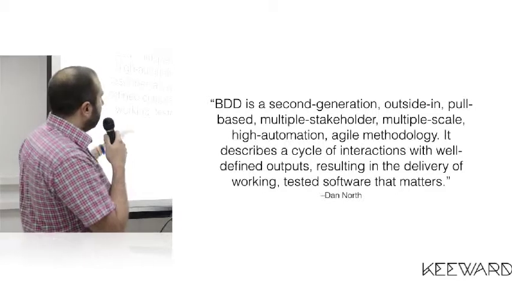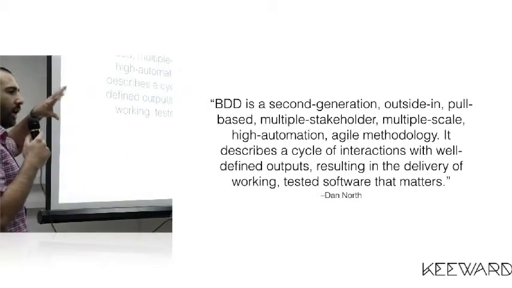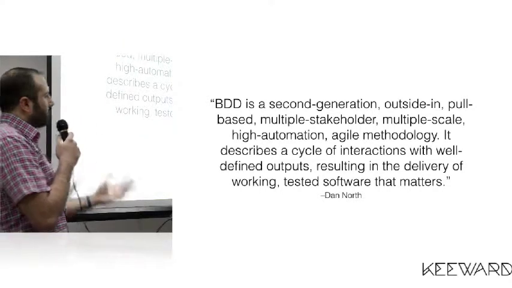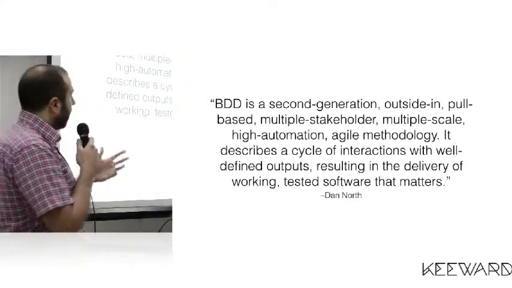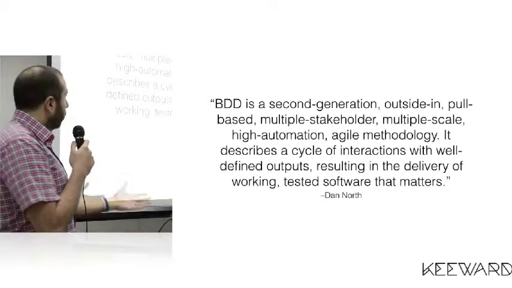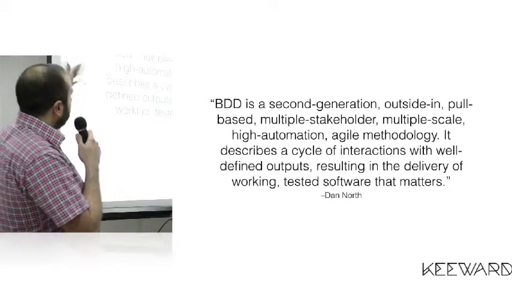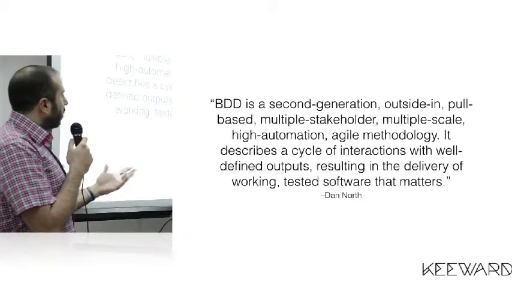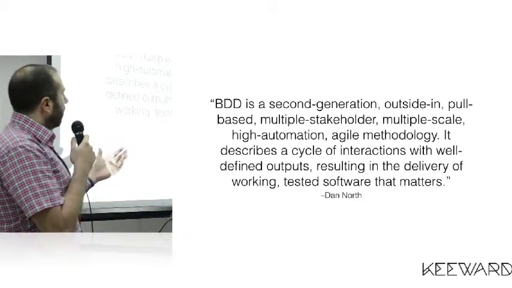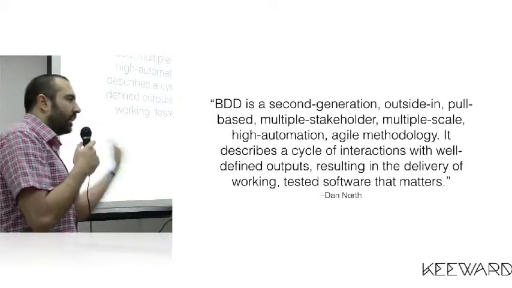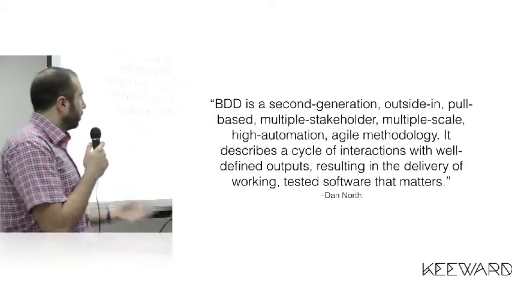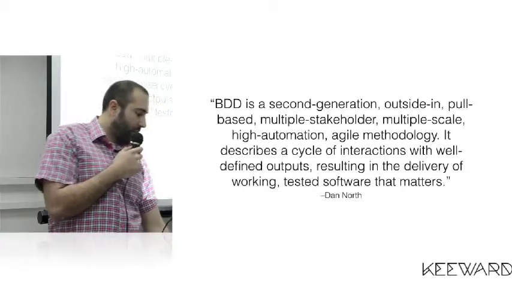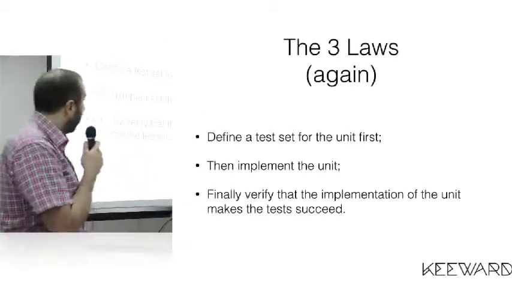What does it mean? It means that you're looking from the outside. You're looking at how the users are supposed to be working with your application, what the things are that the users need to do. So these are your multiple stakeholders, right? From that, you're building an automated way, which is agile, that describes your application and then tests that your application does what you've described and expect from it. Now again, we have the three laws.